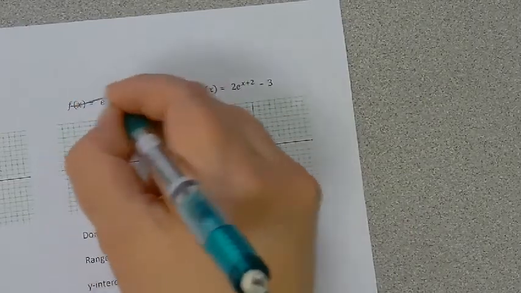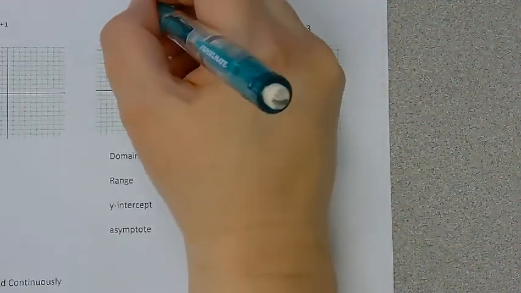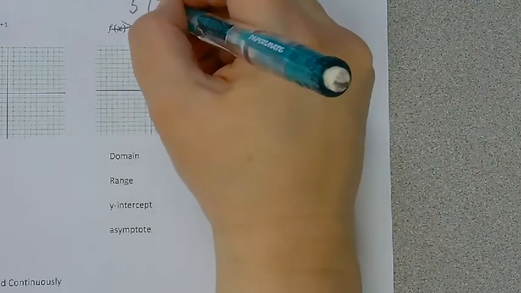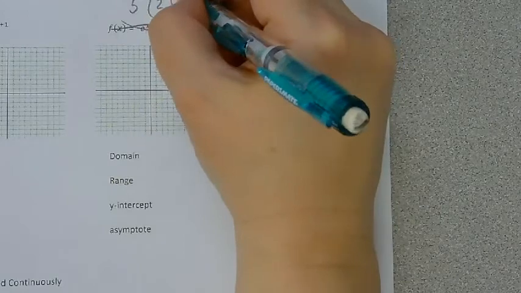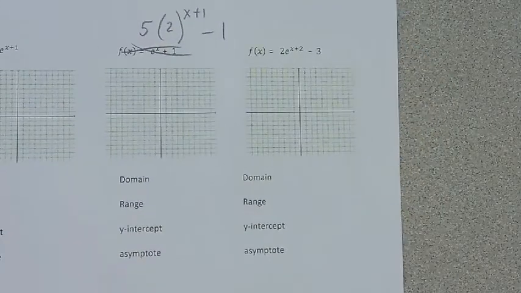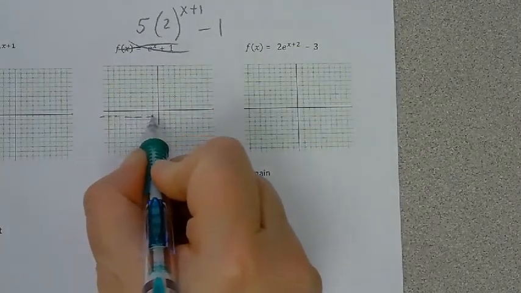Let's do one more. Let's cross this one off, and let's do 5 times 2 to the x plus 1 minus 1. All right, I know that the asymptote is going to be shifted down a unit. So I know I'm going to have an asymptote down here at negative 1.